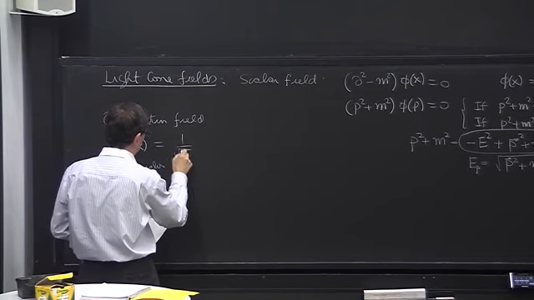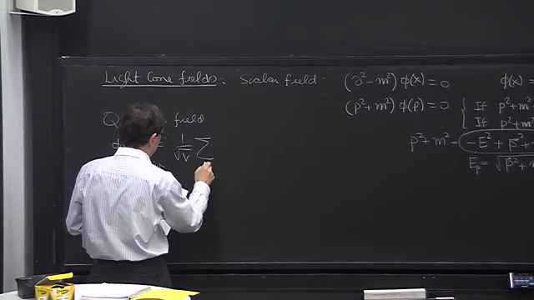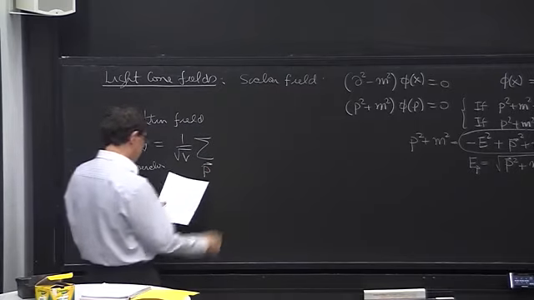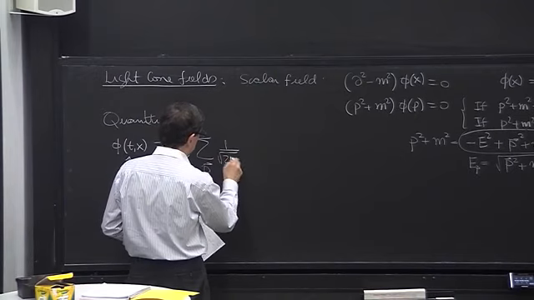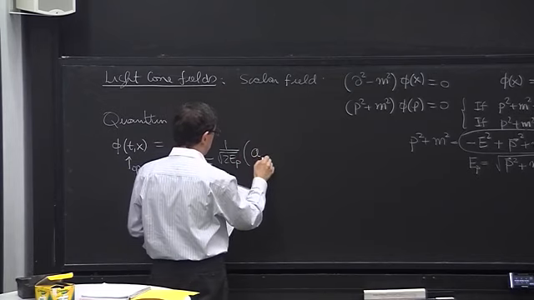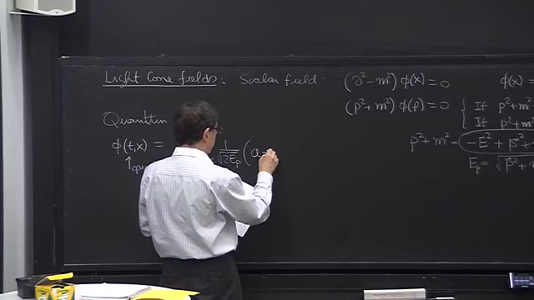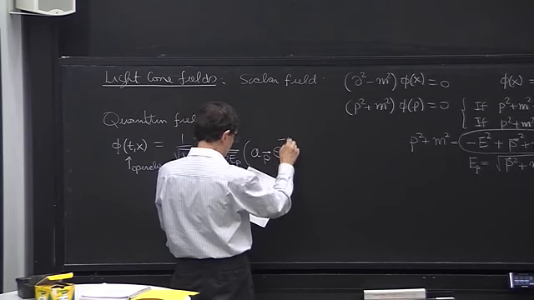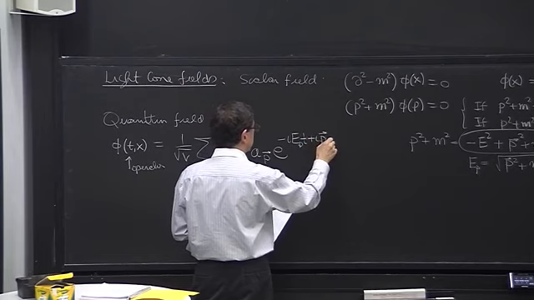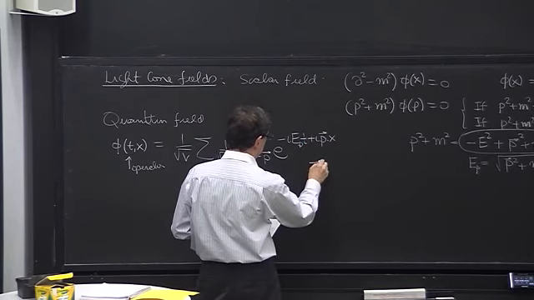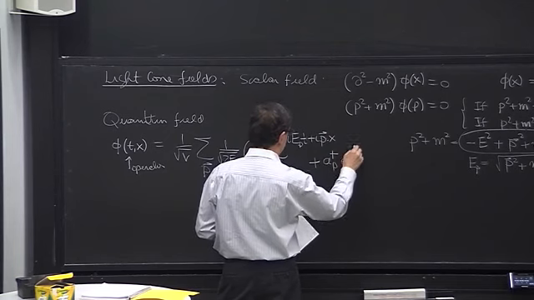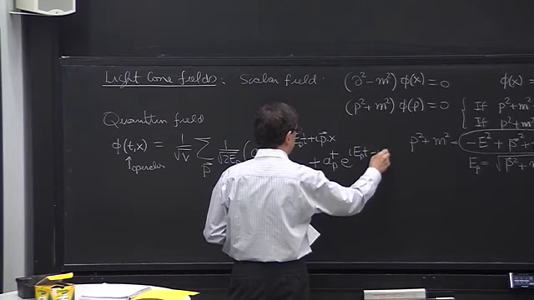And people will write something that makes sense. You sum over spatial momenta, 1 over 2 EP. EP is the energy here. And then you put annihilation operators labeled by the spatial momenta, e to the minus i EP t plus i p dot x. And I'll continue the second term here, plus AP dagger, e to the i EP t minus i p dot x.